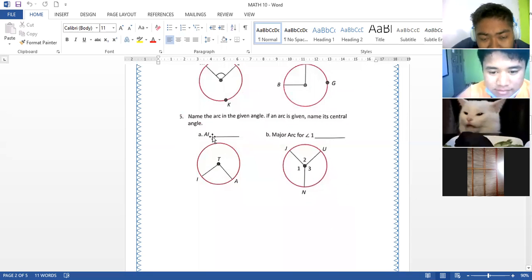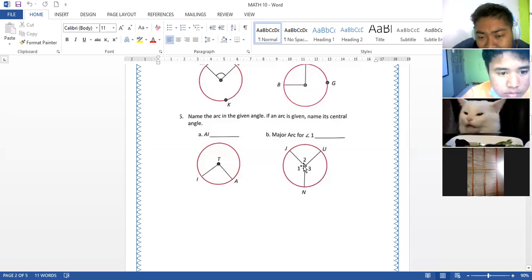Okay, so, letter A, AI. So, if this is the arc, ano yung central angle niya? Angle? Andiyan pa kayo? If this is AI, ano yung central angle natin? Angle? Tama yon. Angle T.